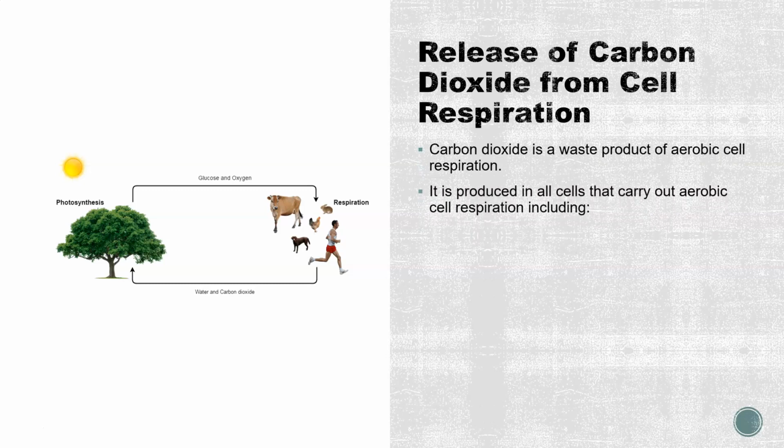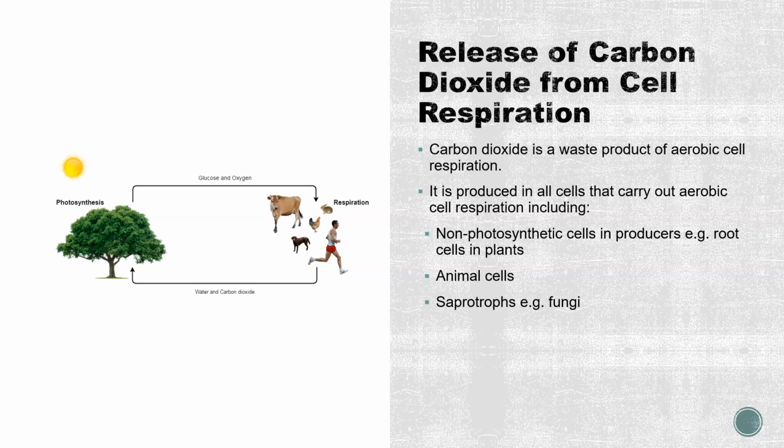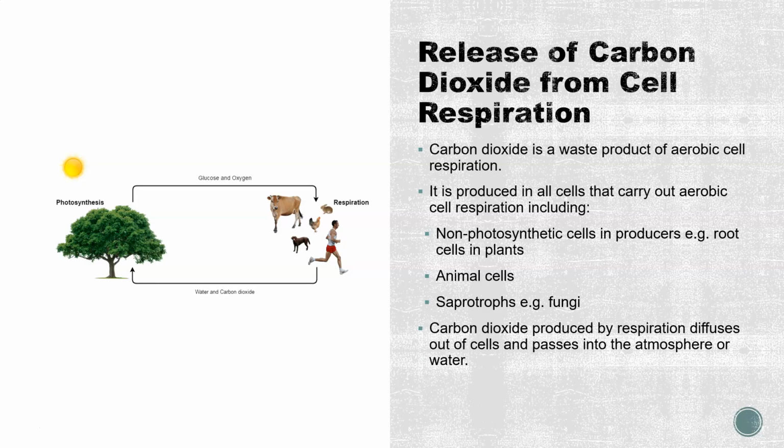It is produced in all cells that carry out aerobic respiration, including non-photosynthetic cells, for example, root cells in plants, animal cells, saprotrophs, e.g. fungi. Carbon dioxide is produced by respiration. It diffuses out of cells and passes into the atmosphere or water. So respiration is a flux. It's moving carbon from the sink of the carbohydrate or the carbon compound to the water or the air.